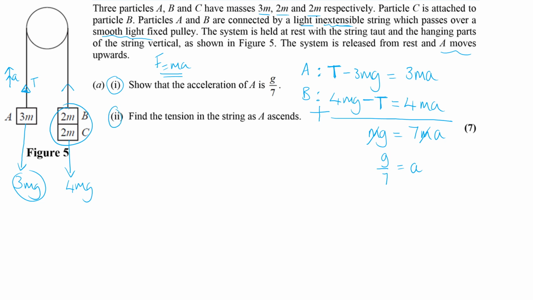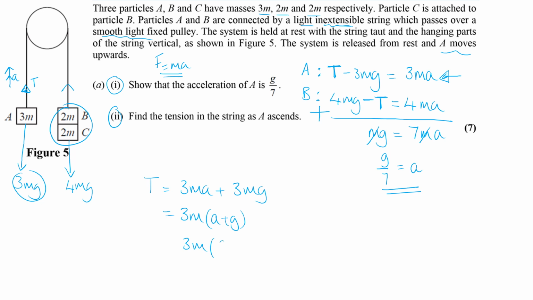So in part 2, find the tension in the strings. What we need to do here is just feed the acceleration that we've just found into one of the equations. I'm going to go in the first one because that's going to give me tension as positive. So the tension will equal 3ma plus 3mg. So that is 3m(a plus g).